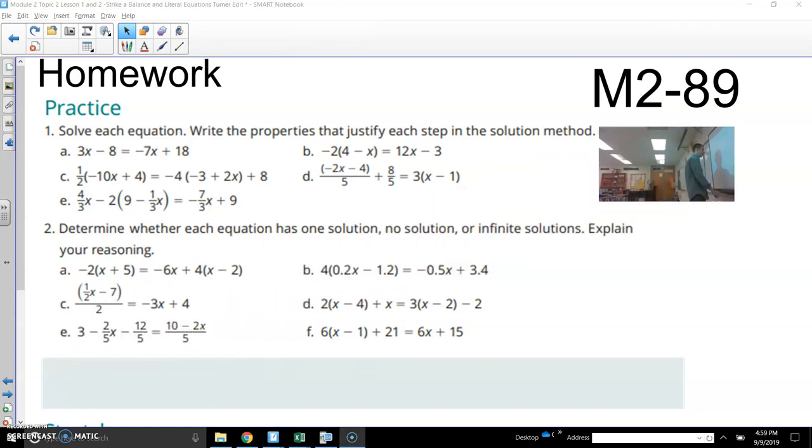Move my face out of the way over here. It says determine whether each equation has one solution, infinitely many, or no solution. So let's look at the first one.